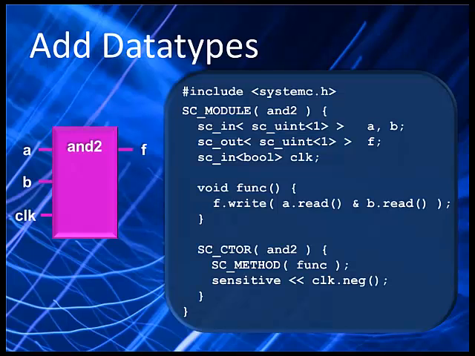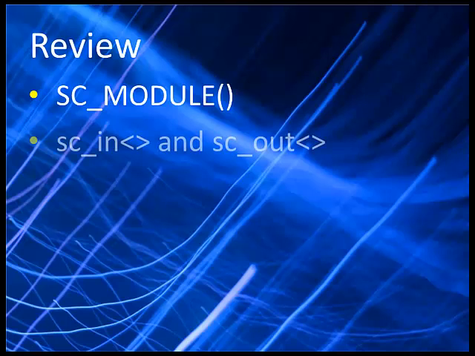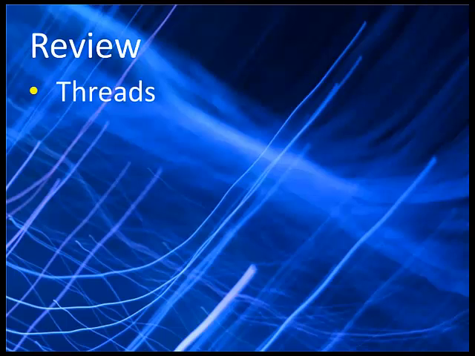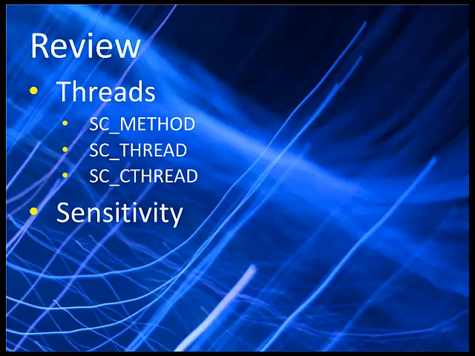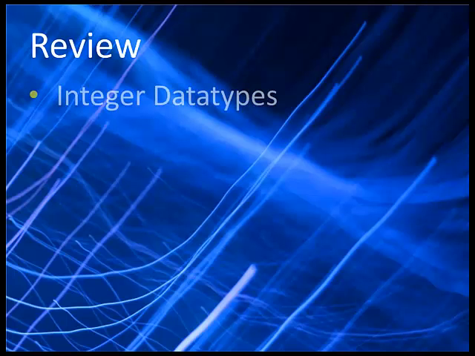But just for completeness, let's review what we've seen. We learned how to describe a design as a SystemC module using SC_MODULE. We added input and output ports to it using the sc_in and sc_out port classes. We wrote a function describing the behavior of our design and how to read and write the ports using .read and .write. We saw that the module needed a SystemC constructor, and that's where we would designate a function to be a thread. We learned about the different kinds of threads, SC_METHODs, SC_THREADs, and SC_CTHREADs. We made a thread sensitive to signals or clock edges using the sensitive keyword with the left shift operator, and learned about the .pos and .neg clock edge functions. And we were introduced to SystemC integer data types, sc_uint for unsigned and sc_int for signed.